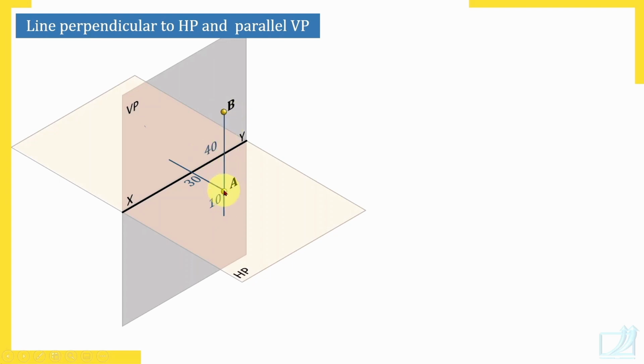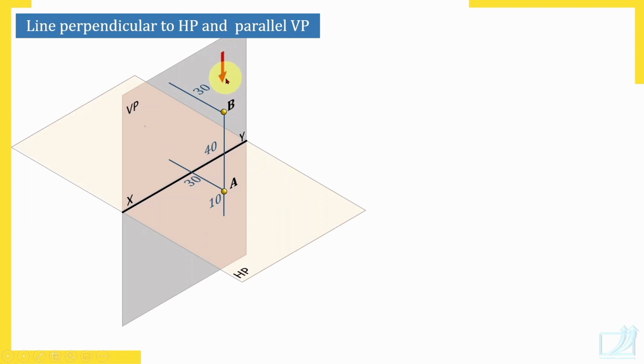Now since point B is exactly above point A, its distance from VP remains the same. Point B is 50 millimeters above HP and 30 millimeters in front of VP. Point A is 10 millimeters above HP and 30 millimeters in front of VP.